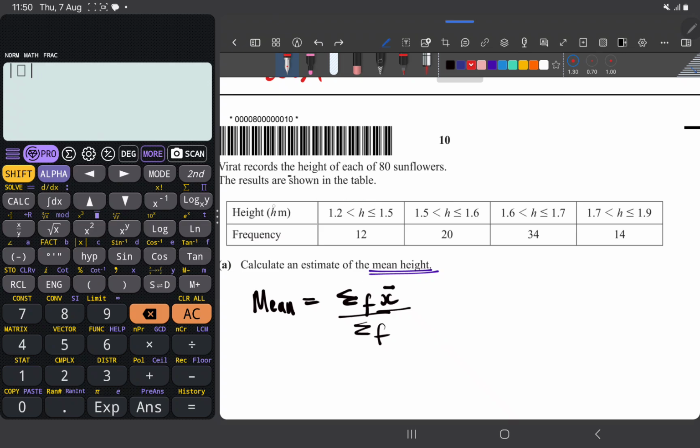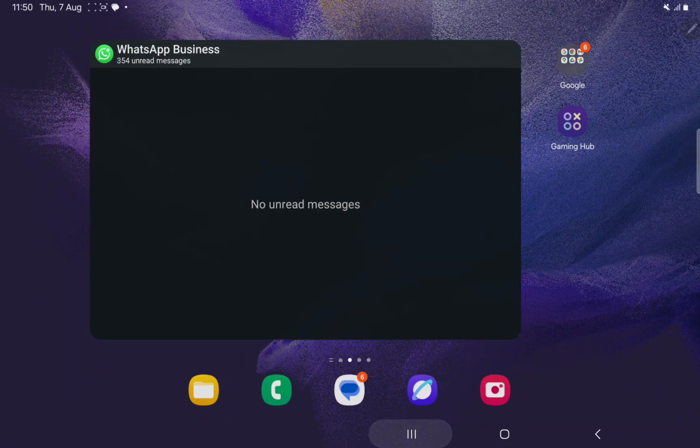Since this is now the height, h, we say f times h bar. So it's summation of f h bar over the summation of frequency. So first we find h bar, the midpoint of the height. This is how you get the thing.